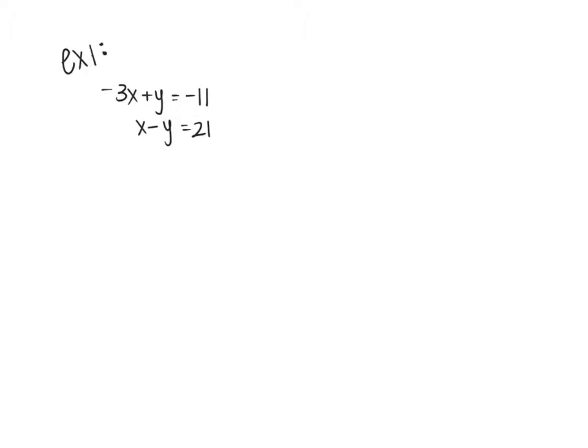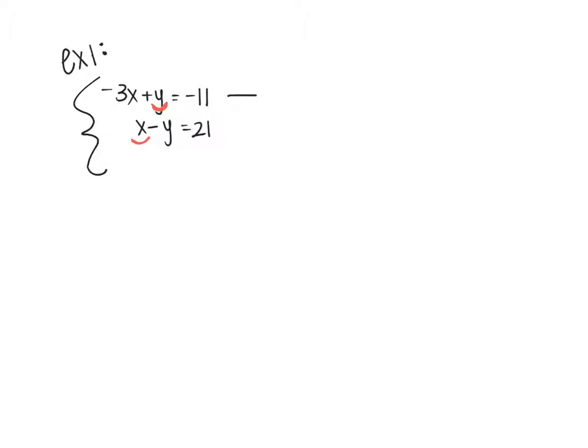So the first example is negative 3x plus y equals negative 11 and x minus y equals 21. So I have two equations, two unknowns. This is my system. You may see it with the curly brackets around it. Now the variable I know to solve for is, I always pick the positive variable with no coefficient. So in this case, that would be this x or this y. I can solve for any variable. Those are just going to be the easiest.